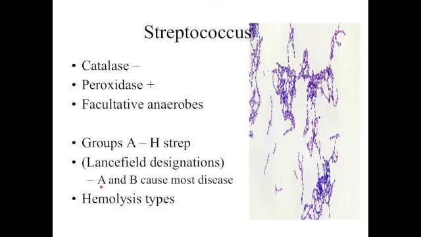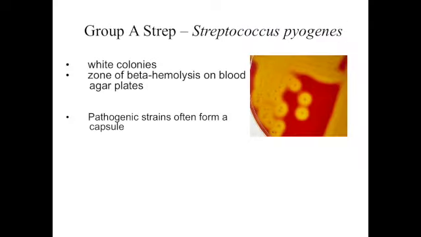Most of the disease is caused by group A and group B strep, and we'll talk about both of those along with Streptococcus pneumoniae. And as you all know from lab, we also talk about hemolysis types when we talk about strep, so alpha, beta, and gamma hemolysis. First up, let's talk about group A strep.